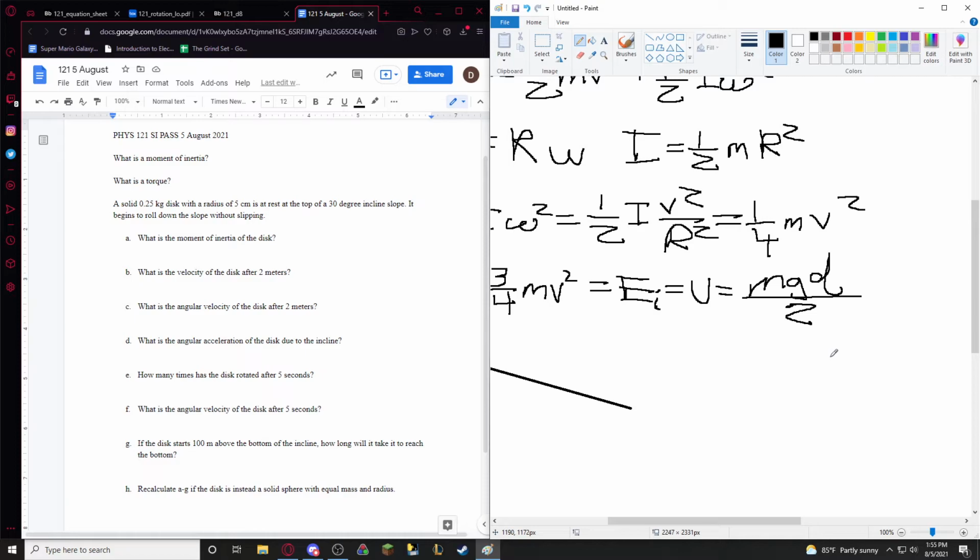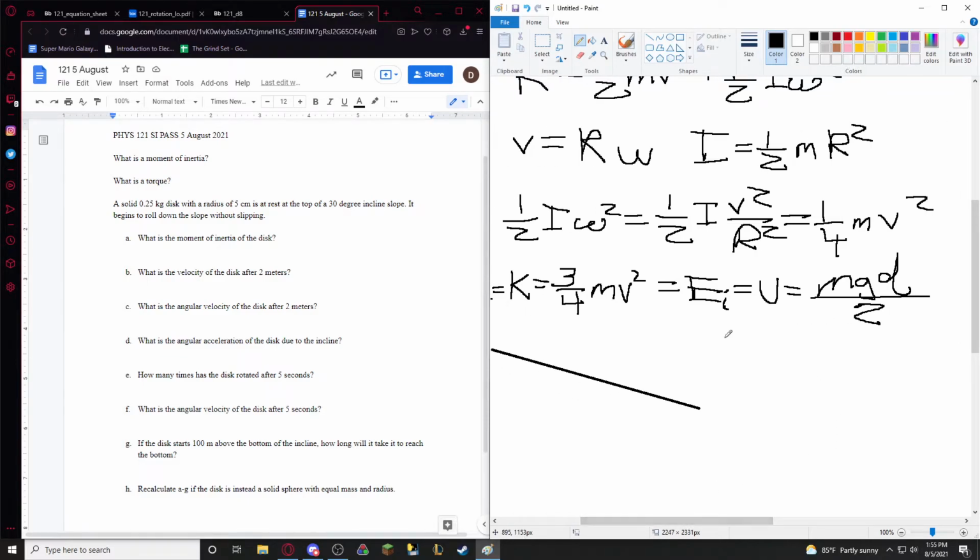So then we can just solve for the velocity, right? Yes. So it would be 4 over 3, so 4 over 6, 2/3, 2m, actually the m's cancel out, mgd over 3, and then we take the square root.